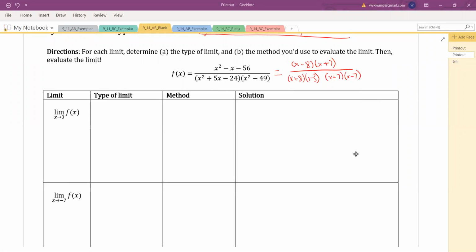Okay, so from here, our next instinct would be simply to cancel, right? So we have x plus 7 and x plus 7 in the denominator, and we're going to cancel them.